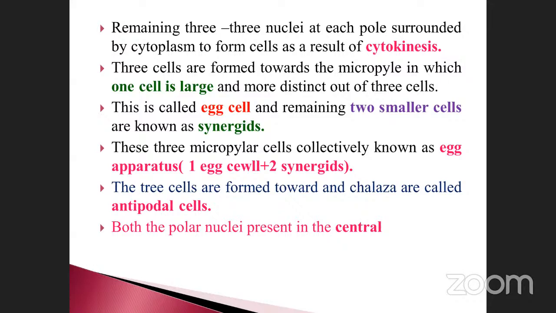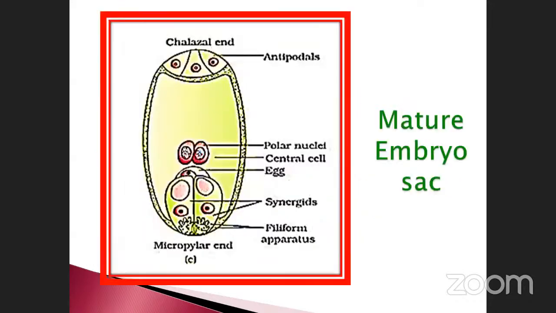The opposite side also has 3 cells, isn't it? The 3 cells formed towards the chalazal end are called antipodal cells. Both the polar nuclei present in the center are called the polar nuclei or central cell. This is the structure of the mature embryo sac. They may ask the question: the mature embryo sac contains how many cells, how many nuclei?